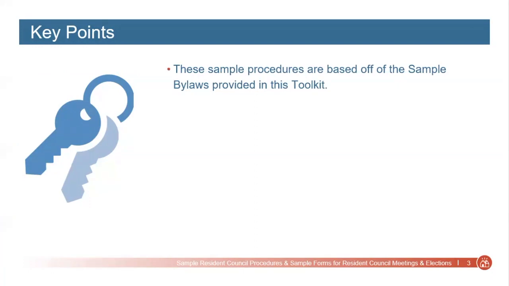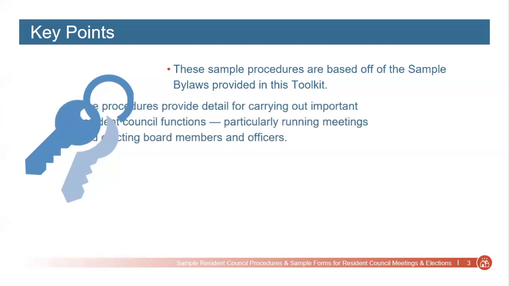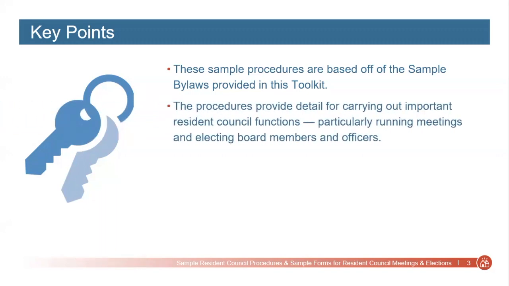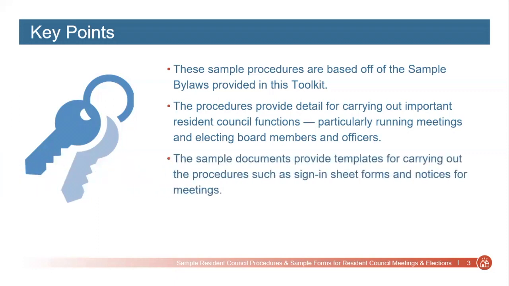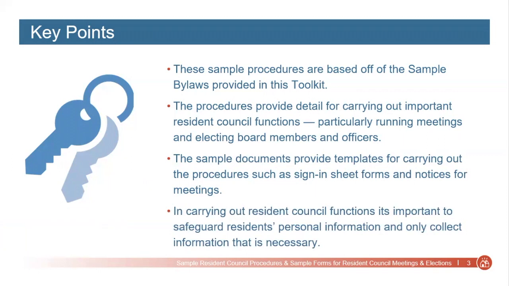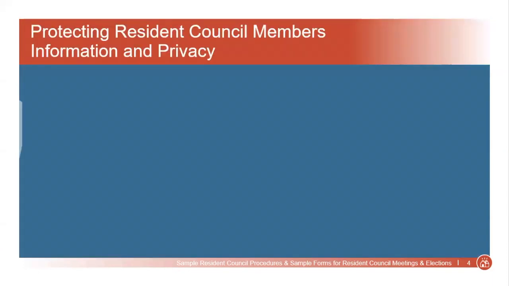These sample procedures are based off of the sample bylaws provided in the toolkit. The procedures provide detail for carrying out important resident council functions, particularly running meetings and electing board members and officers. The sample documents provide templates for carrying out the procedures, such as sign-in sheet forms and notices for meetings. In carrying out resident council functions, it's important to safeguard residents' personal information and only collect information that is necessary.